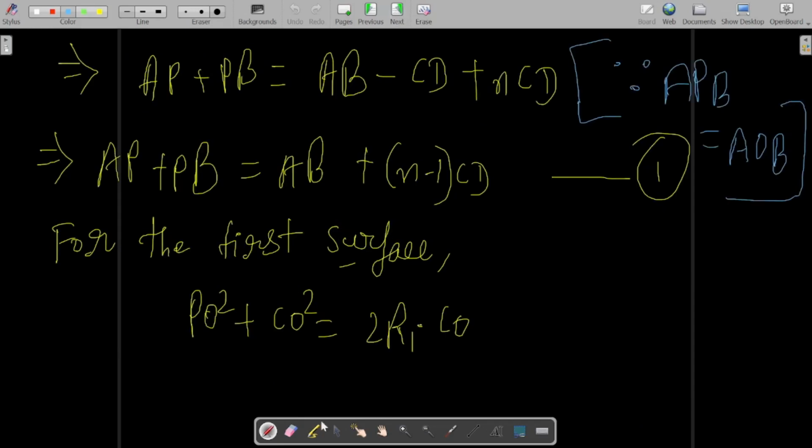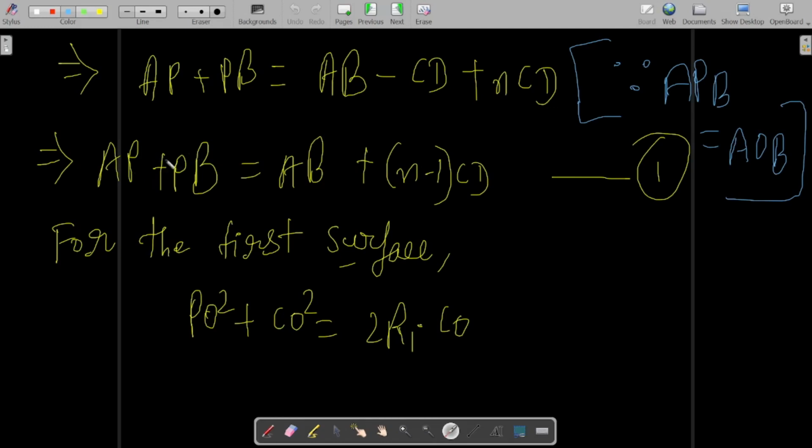So that is the expression which you got over here. AP plus PB is equal to AB minus CD plus n times CD. Your APB is equal to AOB. So that's why. Now take CD common outside from here. So AP plus PB is equal to AB plus n minus 1 times CD, which is your equation number 1, for the first surface.